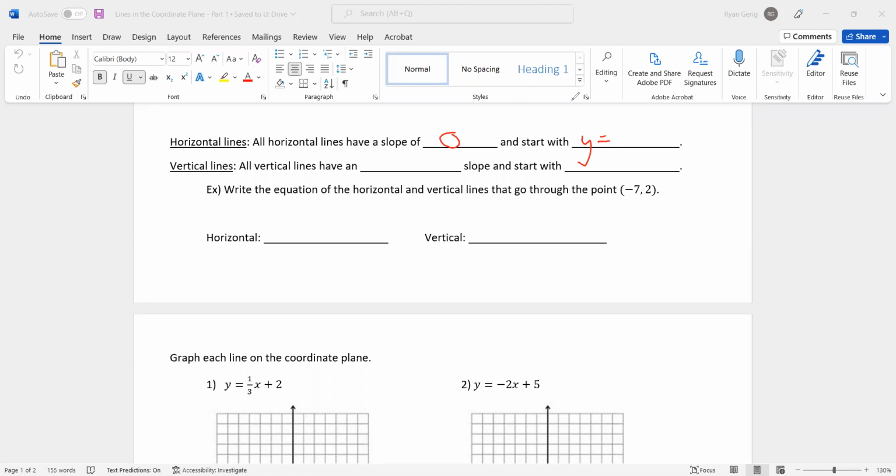All vertical lines have an undefined slope, which means they're straight up and down, which is vertical, right? And they start with x equals.